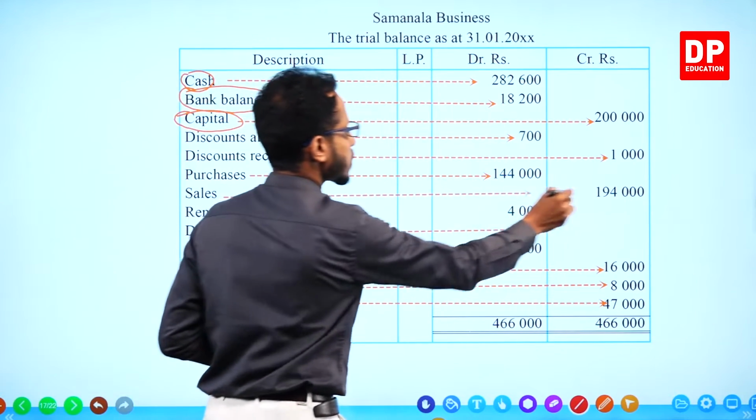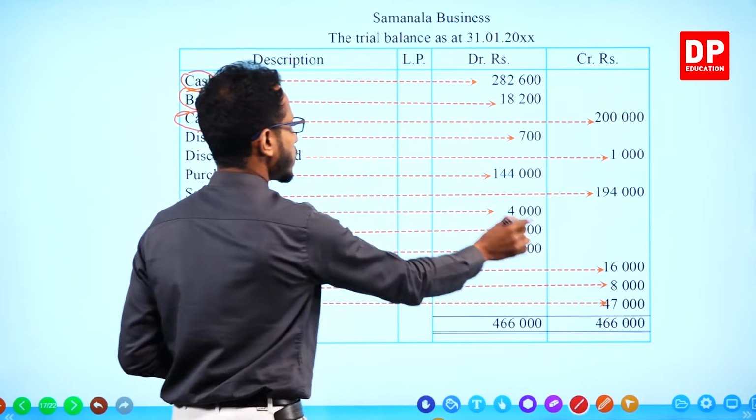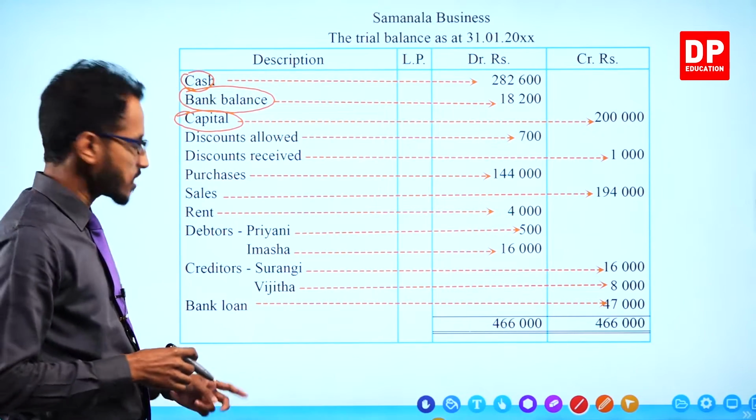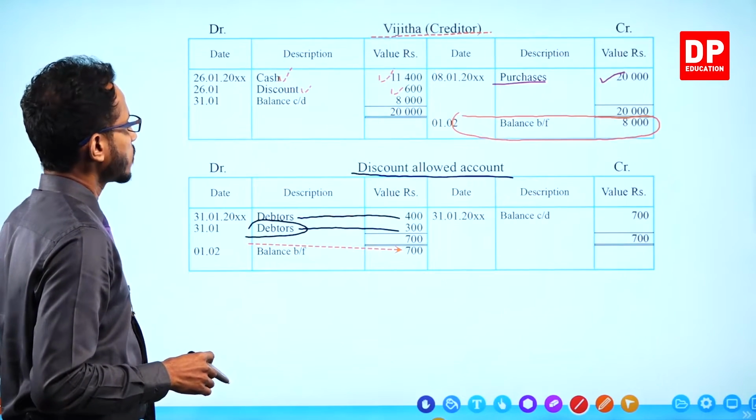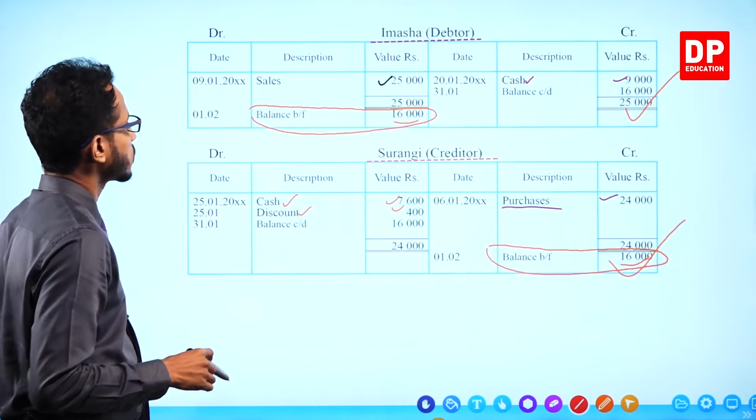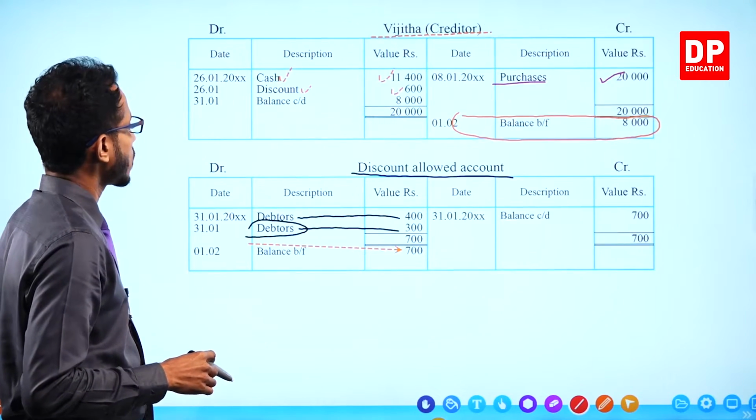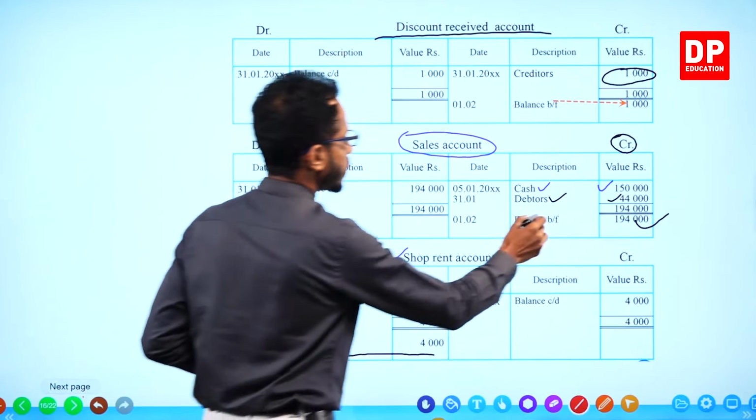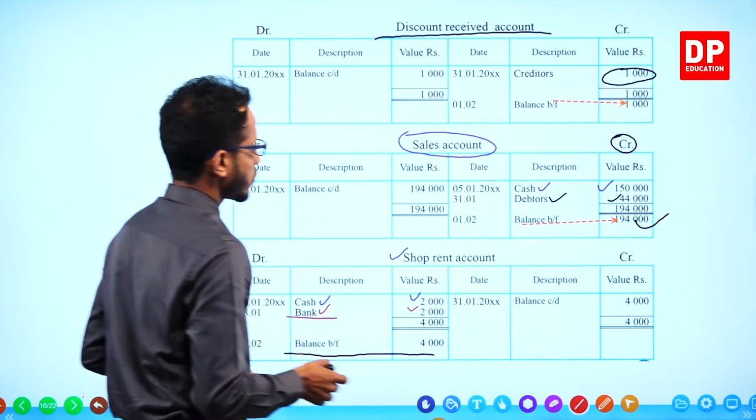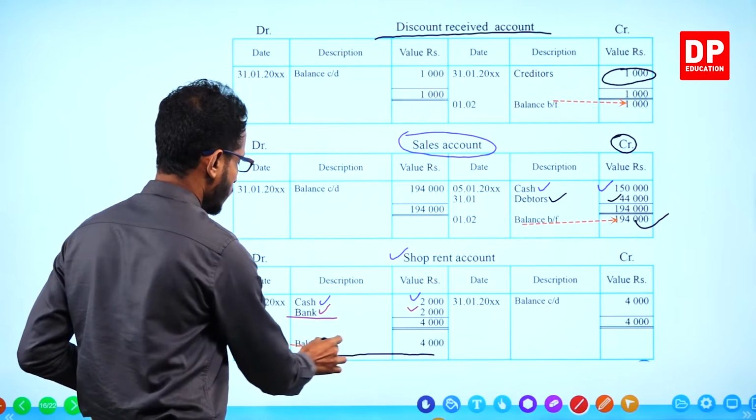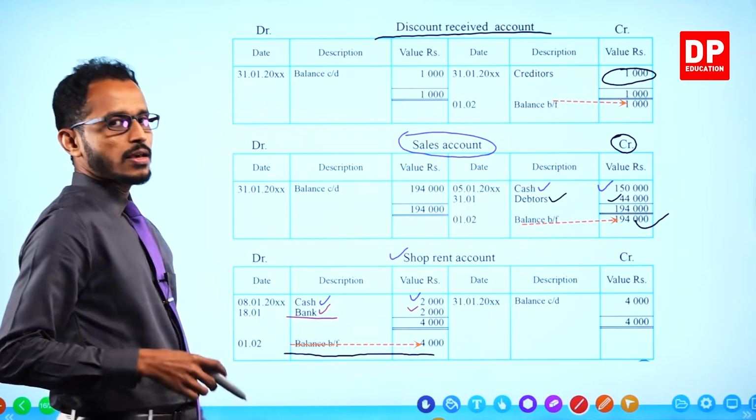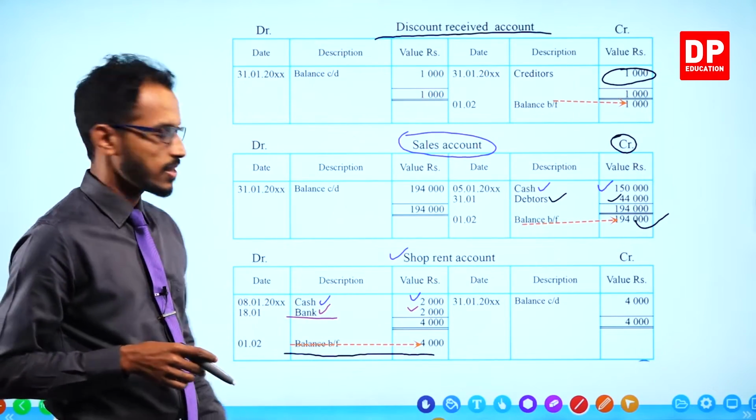Let's check the sales account, credit side, and rent account, debit side. Of course, they are correct, because sales account is an income account, sales account credit side, rent account is an expense account, that balance is in the debit side.